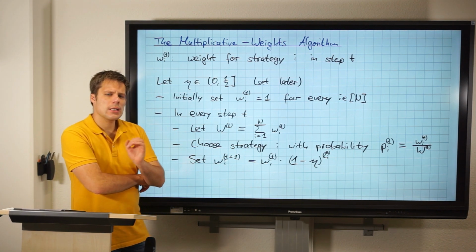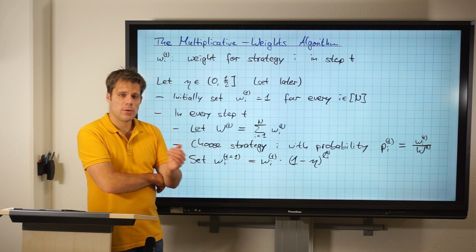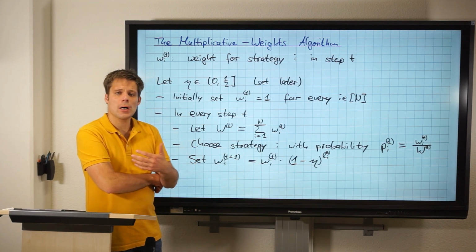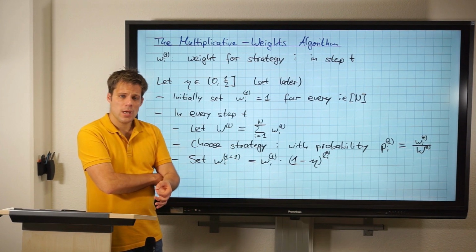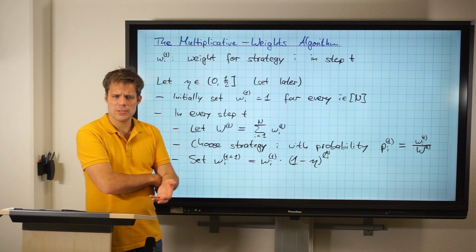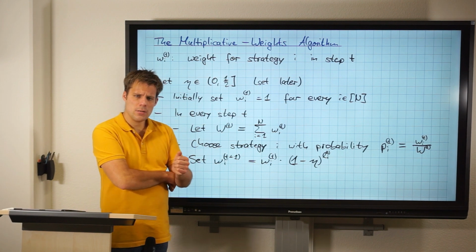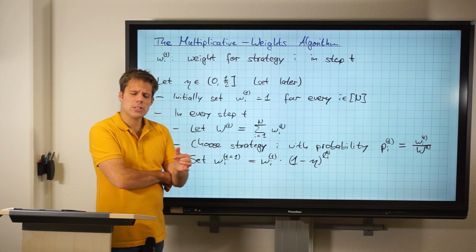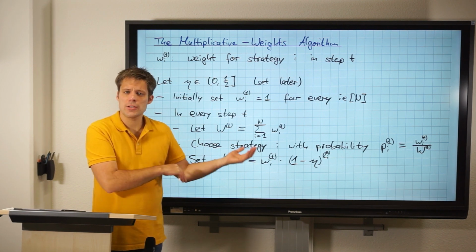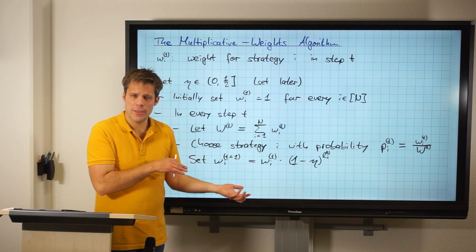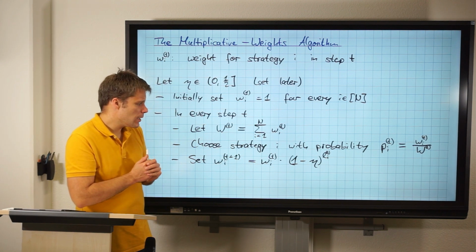If a strategy turned out to be bad, we would have to reduce the probability, and this is done by reducing the weight. If a strategy turned out to be good, then we shouldn't reduce the weight. Indeed, we never increase weights here, but if a strategy turns out to be good, we just do not decrease its weight. And because the other strategies might be bad at the same time, their weights will be decreased. How do they get decreased?